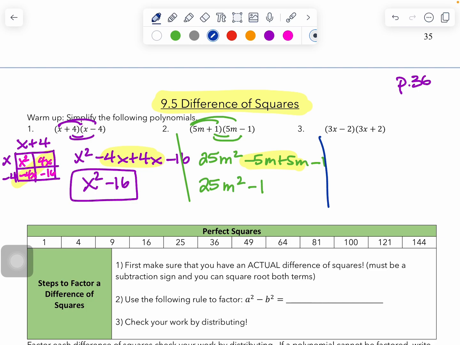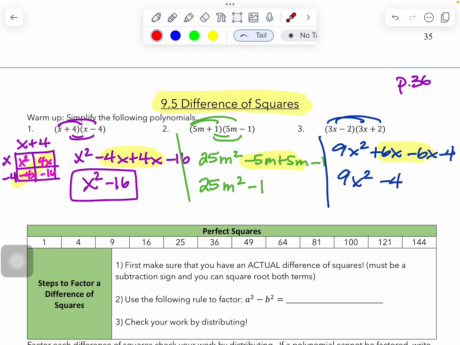Let's do the last one. We're going to get 9x squared plus 6x minus 6x minus 4. And once again, we look at our like terms, and they add up to 0. So it's just 9x squared minus 4. Let's just take a second to look at what we just did and what's going on.